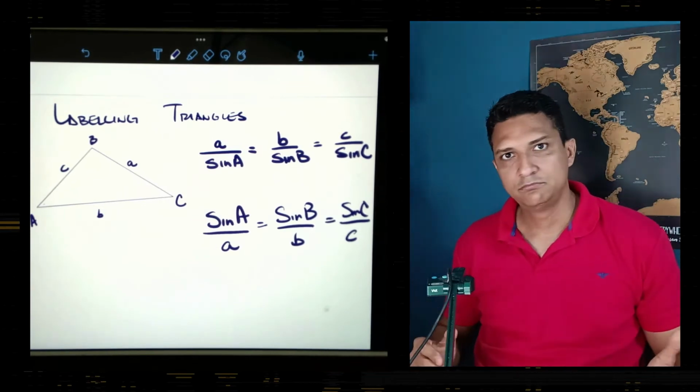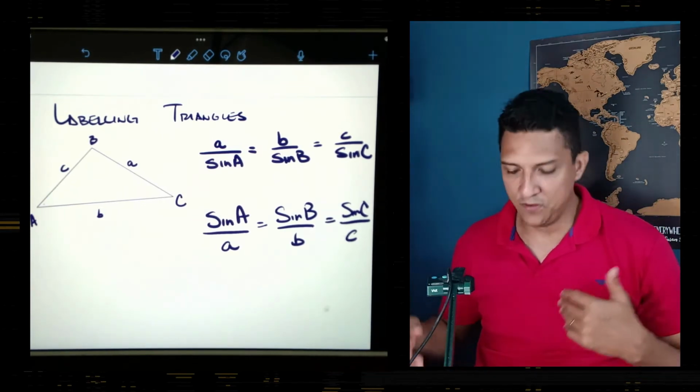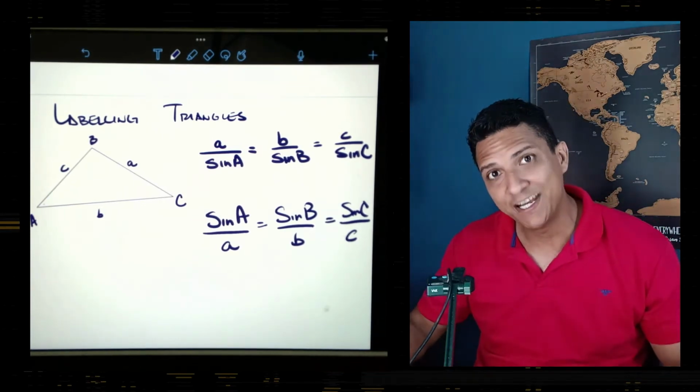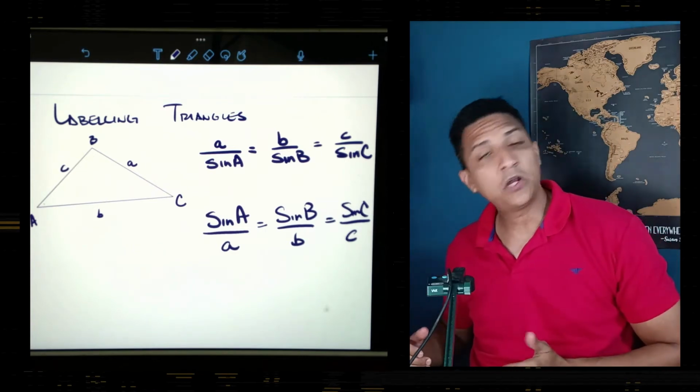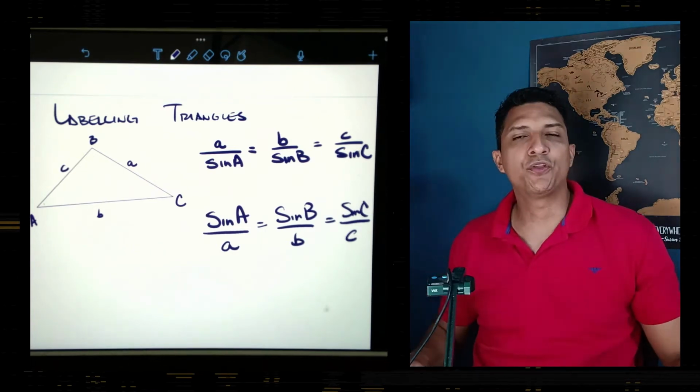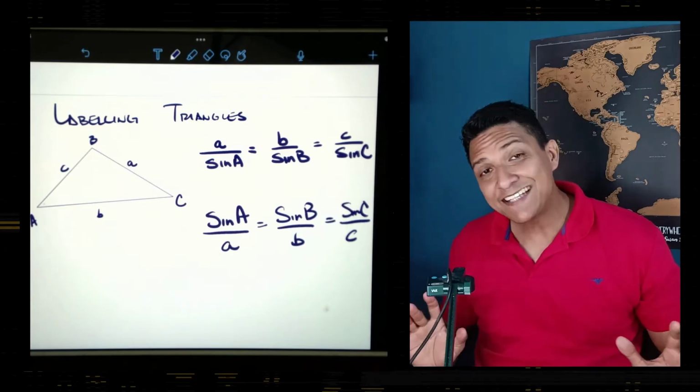It doesn't matter which one you want to use. If you feel more comfortable with the first one than with the second one, then go for the first one. So let's see the first example so we can get used to this. Here you can see the first example.